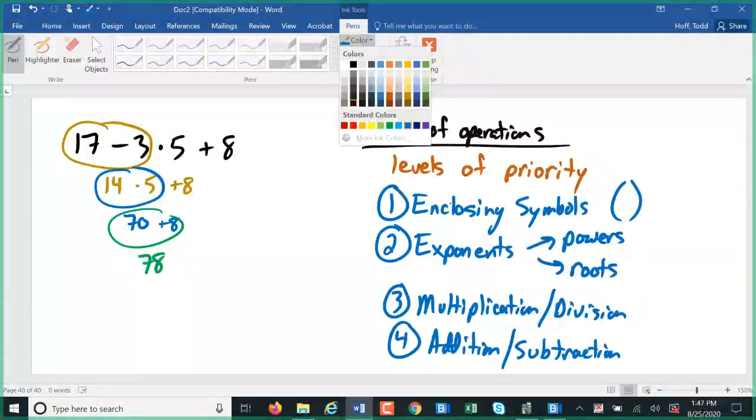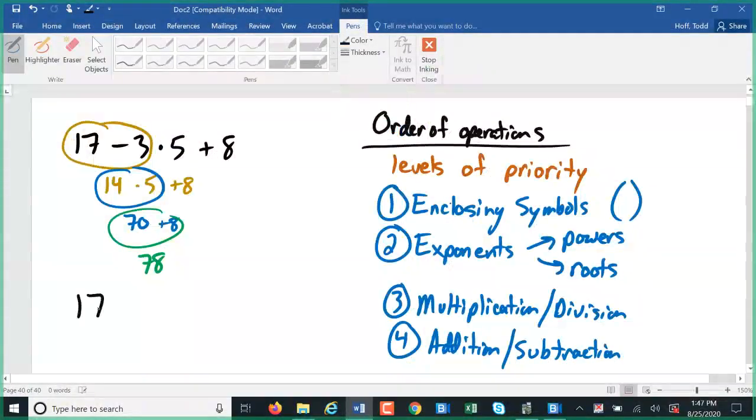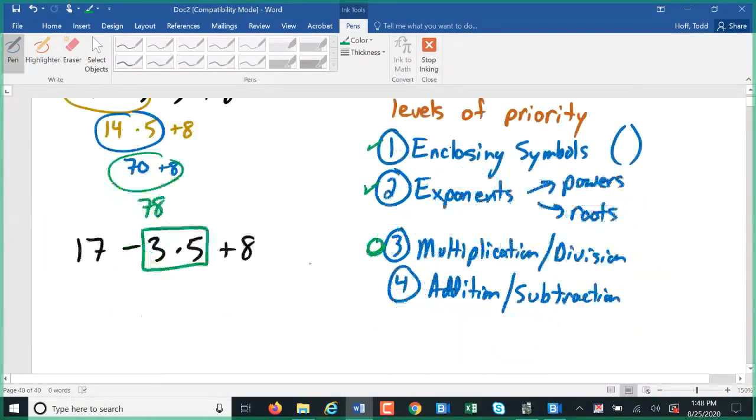So let's go back to this original problem here. 17 minus 3 times 5 plus 8. Well, there are no enclosing symbols. There are no exponents, so we don't have to worry about those. But there is multiplication or division. We have 3 times 5 here. So that's the part that has to happen first.